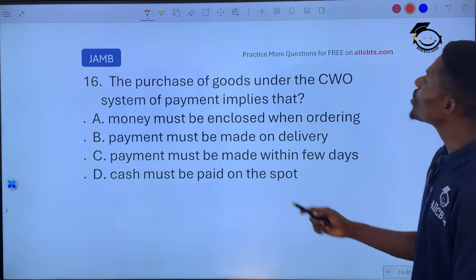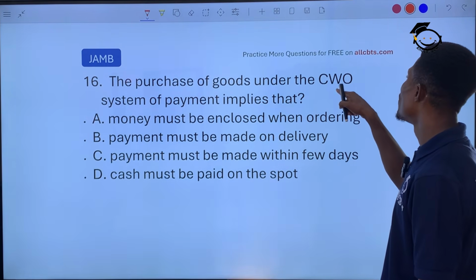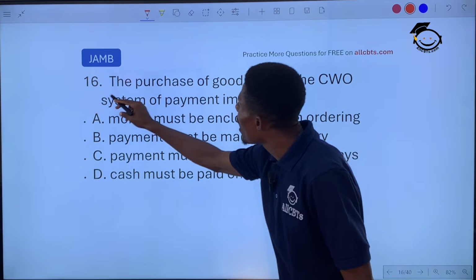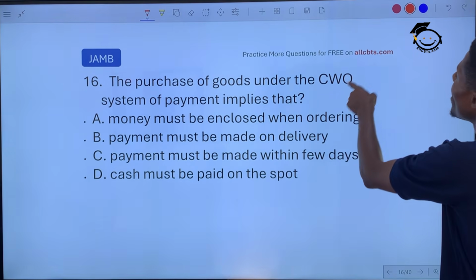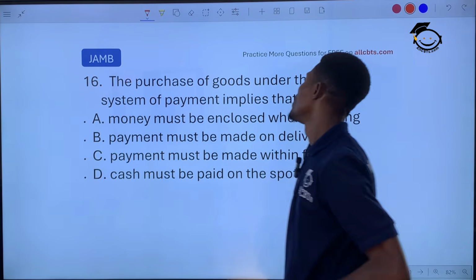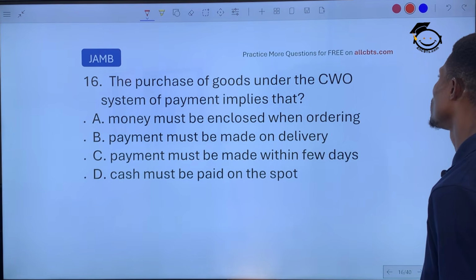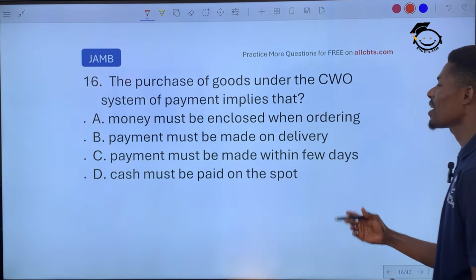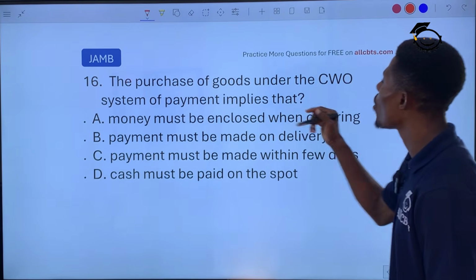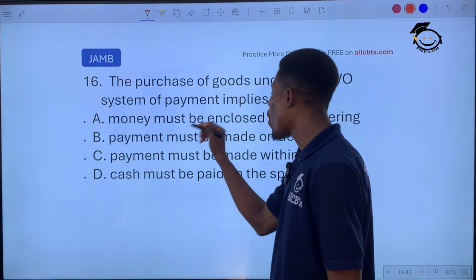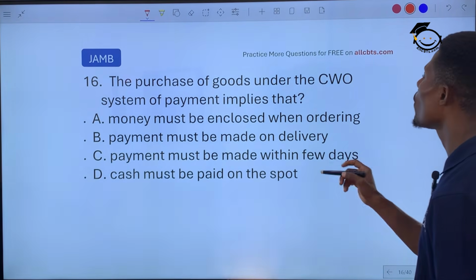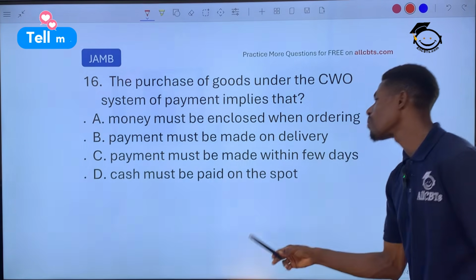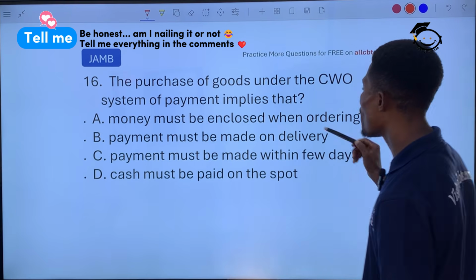Number 16. The purchase of goods under the CWO system of payments implies dash. Now, what is CWO? It means cash with order. So the purchase of goods under the cash with order system of payments implies that A, money must be enclosed when ordering. B, payments must be made on delivery. C, payments must be made within a few days. And D, cash must be paid on the spot.